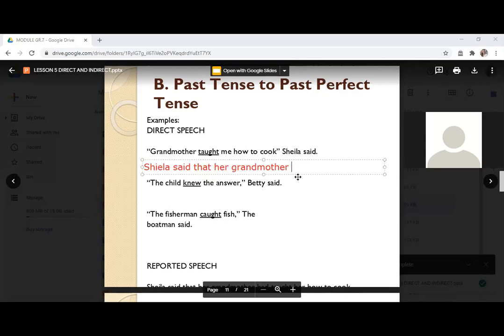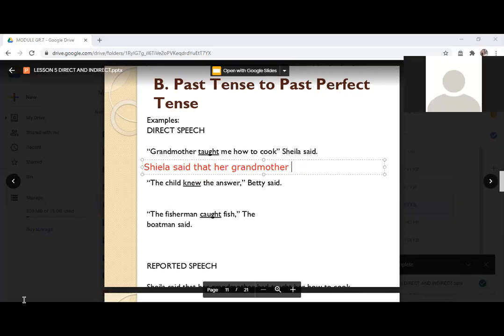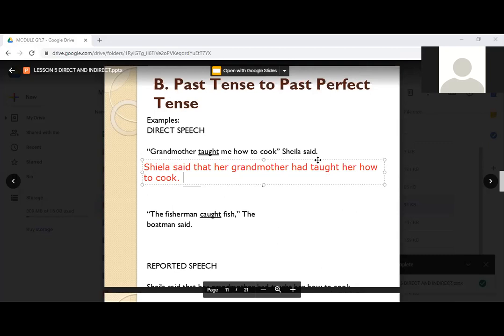Now, what will be our verb? Sheila said that her grandmother, what will be the verb? Mga anak, what will be the verb? Had taught po. Okay, very good. So had taught her how to cook. Kanina, you just converted the verb teaches to taught, while in the second one, since it's already in the past, you will convert it to past perfect tense, which is had taught. So Sheila said that her grandmother had taught her how to cook. That's how you answer it. Maliwanag?